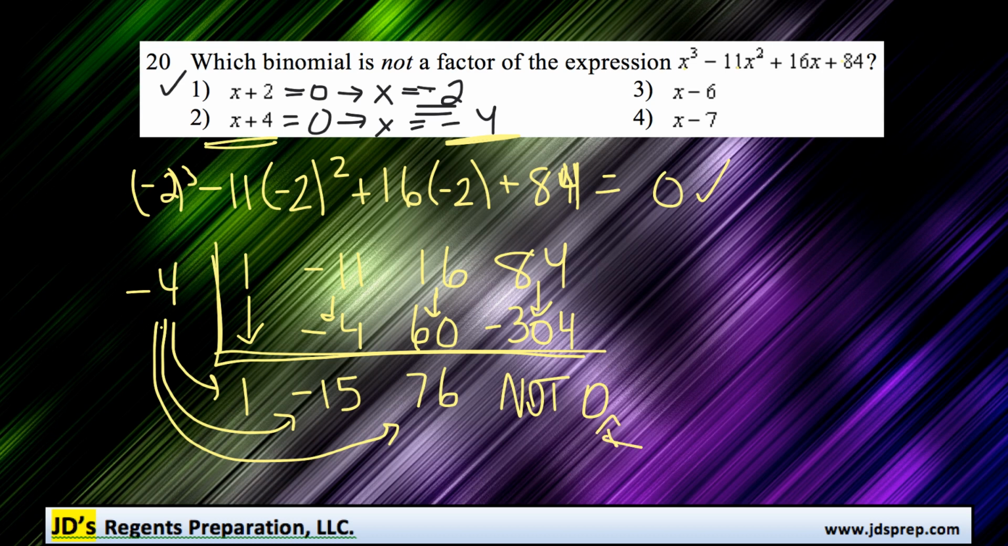If you get an answer of 0 here, then it would be a root. But because 84 plus negative 304 is not 0, that shows that option number 2 is not a factor of the expression. So two different methods. Personally, I feel like the first one I showed you was faster and easier, but in case your teacher didn't show you this other method, I wanted to show you that it could work as well.